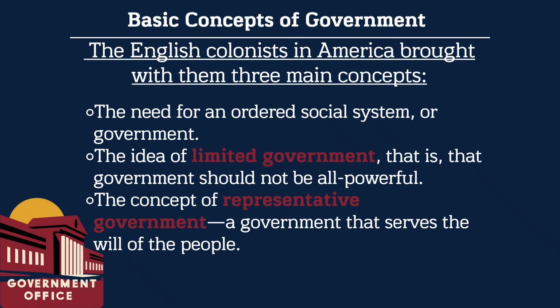Now, comparing the American government to how it started with the English. The English colonists brought these concepts over to the New World back in 1607 with the creation of Jamestown. Now, the need for an ordered social system and government, the idea of limited government, that is, the government should not be an all-powerful government, and the concept of a representative government, where a government serves the will of the people rather than the few.